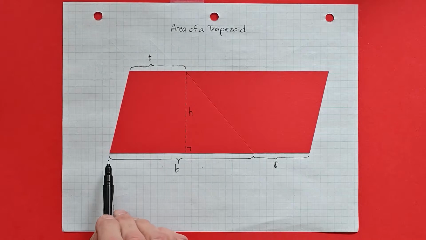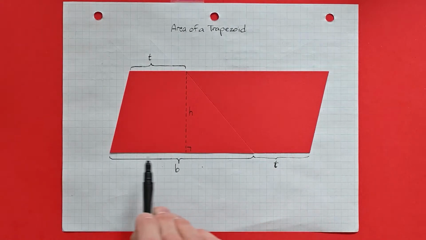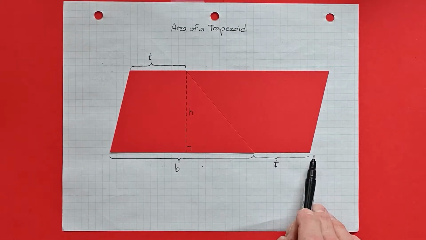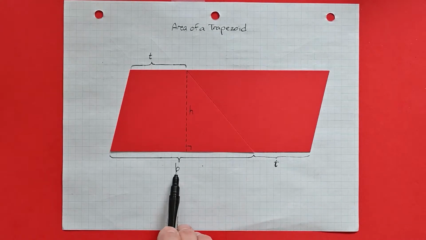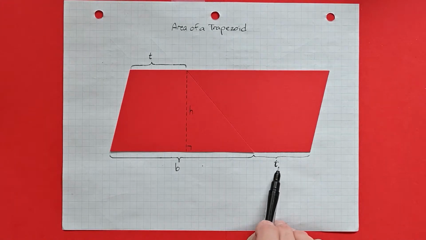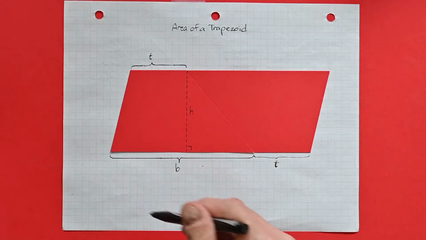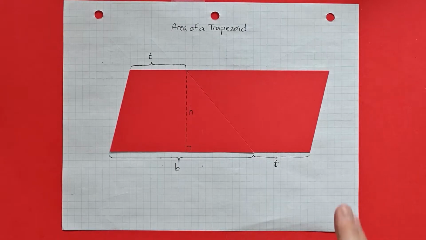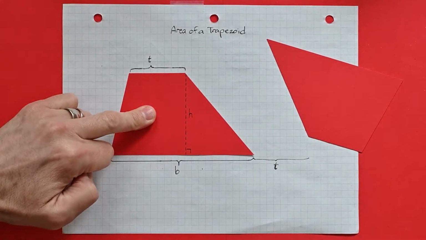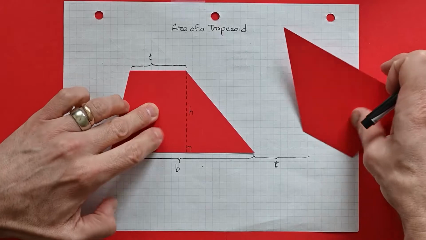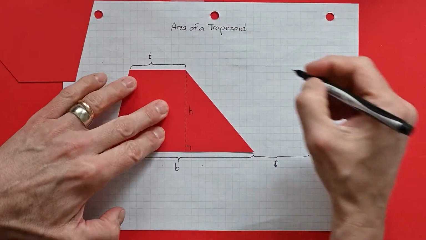So if we consider the full base of our parallelogram to be the entire distance across, then we can think of it as being B plus T. And if we take that sum and multiply by H, we're going to have the area of the parallelogram. And if we cut that in half, we'll have the area of the trapezoid. So there's the key to the formula then.